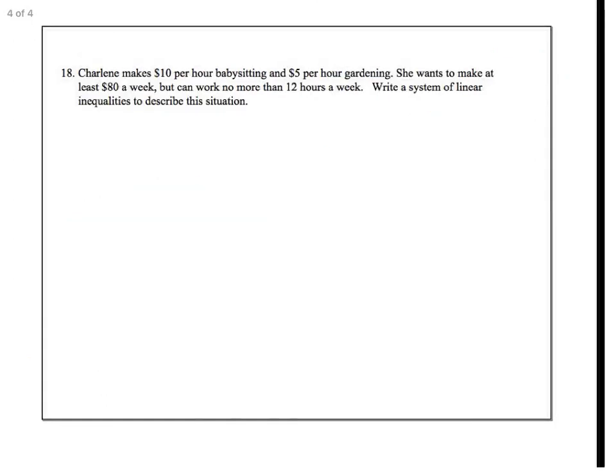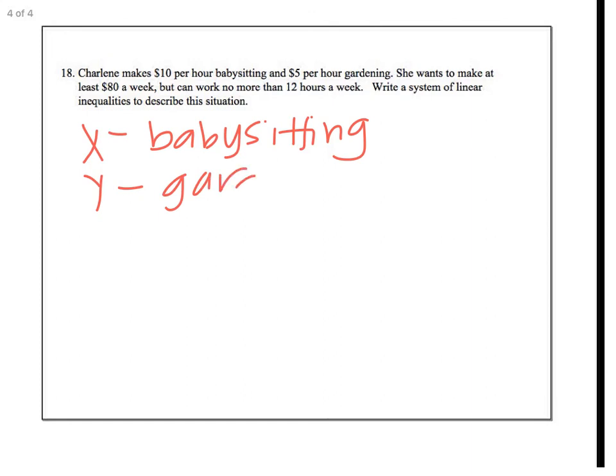Okay, for the last one, it says Charlene makes $10 per hour babysitting and $5 per hour gardening. She wants to make at least $80 a week, but can work no more than 12 hours a week. Write a system of linear inequalities to describe the situation. So let's pick our variables. So we have an x and we have a y. Let's make x babysitting. And if you did this the other way, you'd still get the right answer. Y is gardening.